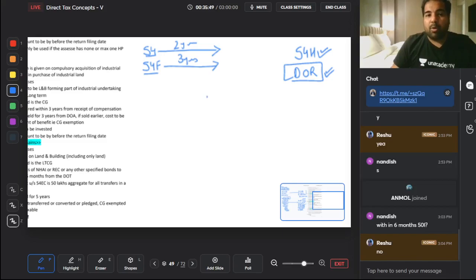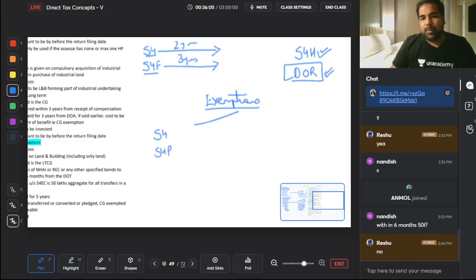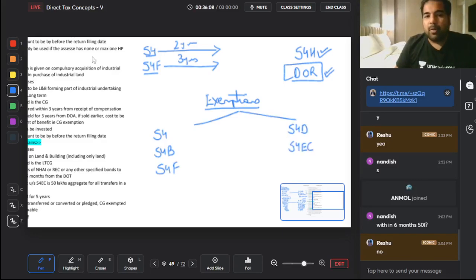I'm just recapping all the exemptions on capital gain, guys. Quickly, let's recap all the exemptions of capital gain. Guys, which ones are for individuals and HUF? 54, 54B and 54F. And which ones are for everyone? 54D and 54EC. Long-term capital gain, long-term capital gain, long-term capital gain, but this one, short term or long term also okay.